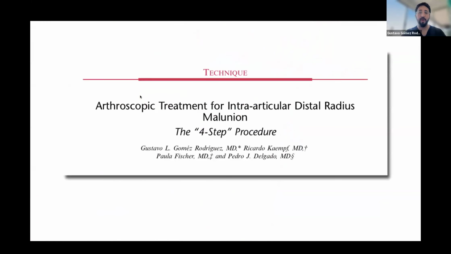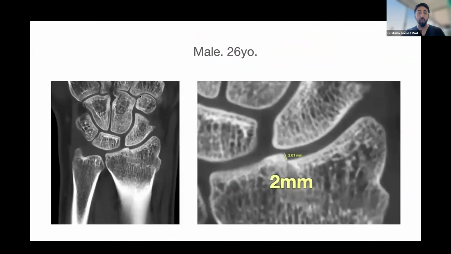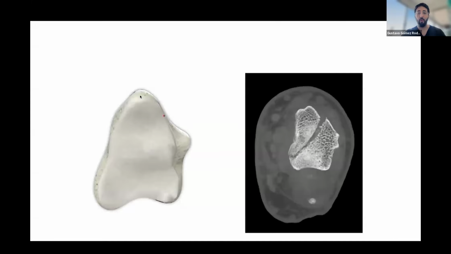So this is the paper that we have published last year in the techniques. Here is the case of a malunion involving the scaphoid fossa, approximately 2 millimeters, causing an impingement against the proximal pole of the scaphoid. We identify the osteotomy site under fluoroscopy guidance. However, it is also very important to review the actual CT scan images in order to see the exact direction of the osteotomy.